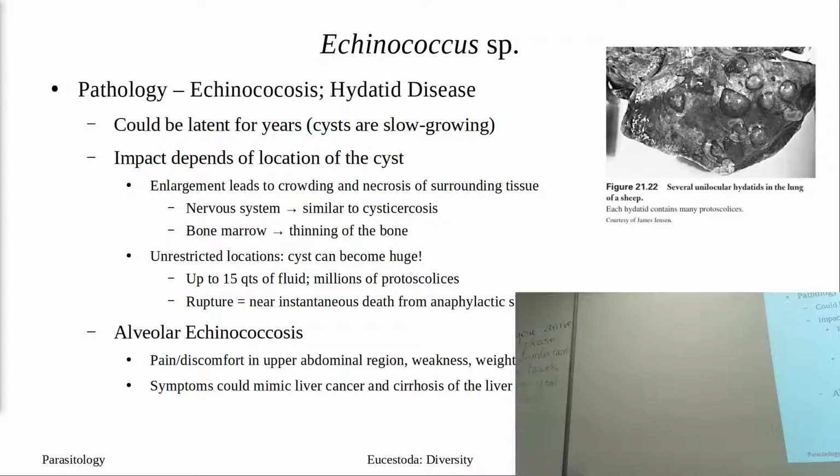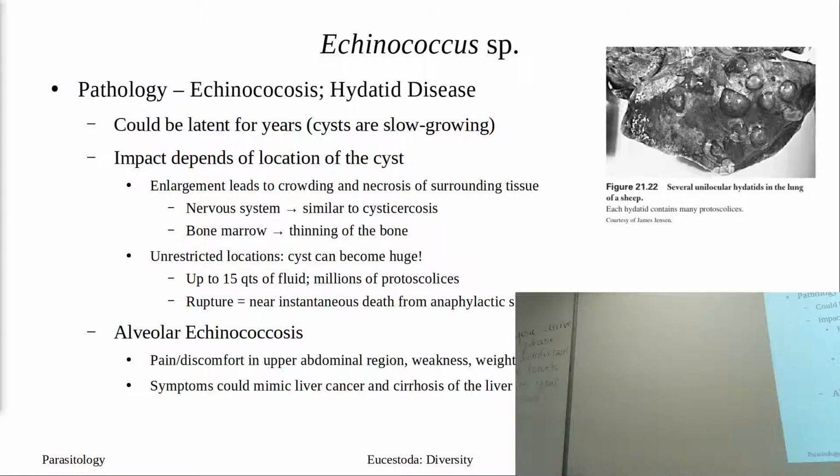But you have to imagine that these cysts have asexual reproduction, the internal budding that's happening. They're growing in size, and no matter where they're at, you're going to have that enlargement and start applying pressure on the internal organs or wherever they're located. So if it's in the nervous system, you end up developing symptoms similar to neurocysticercosis. If it gets into the brain, you're going to start exhibiting things similar to neurocysticercosis.